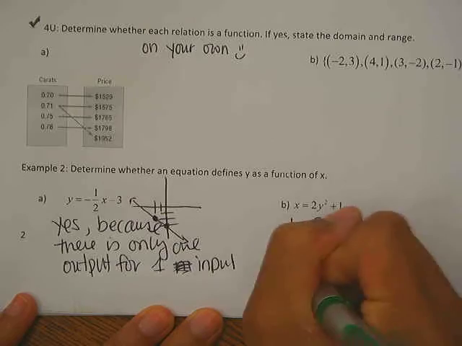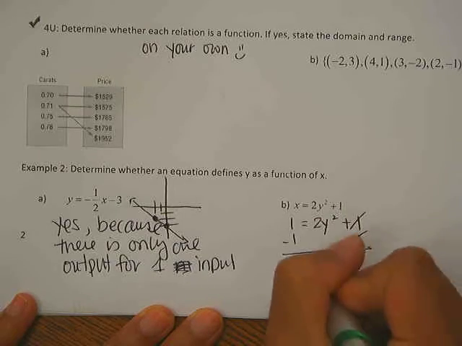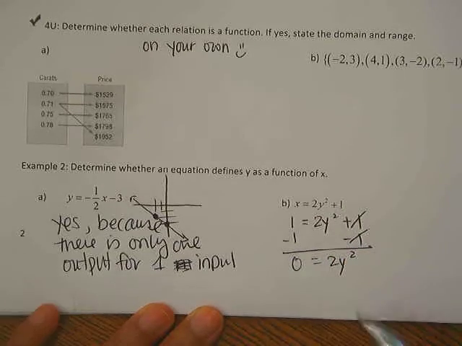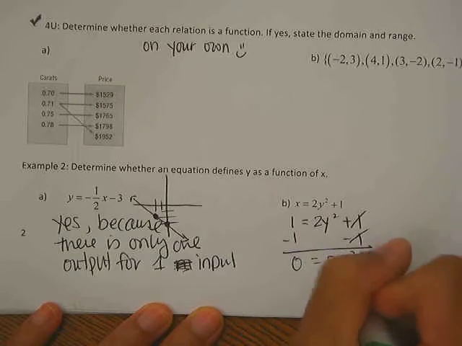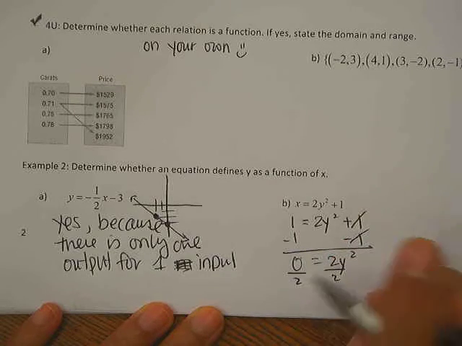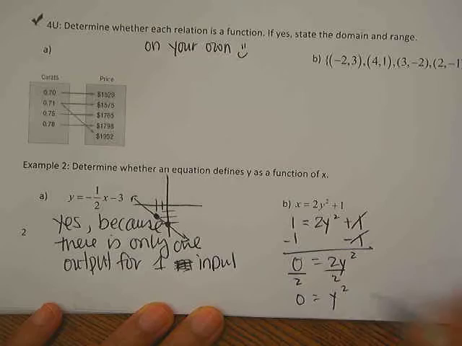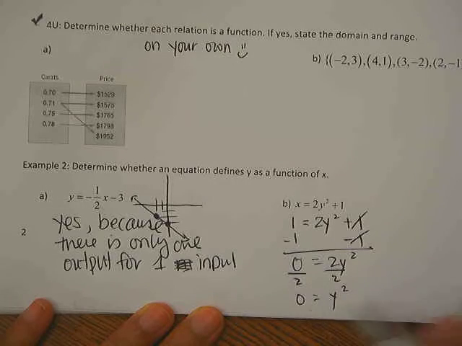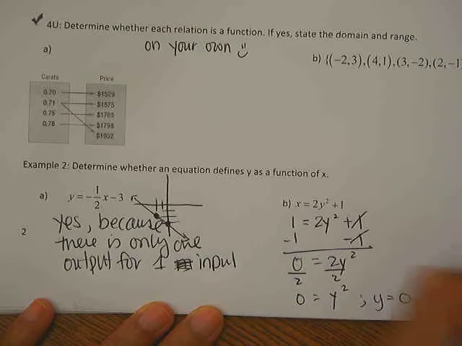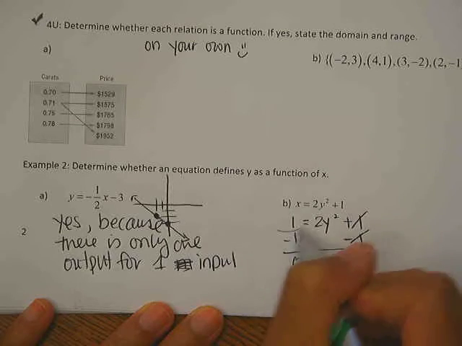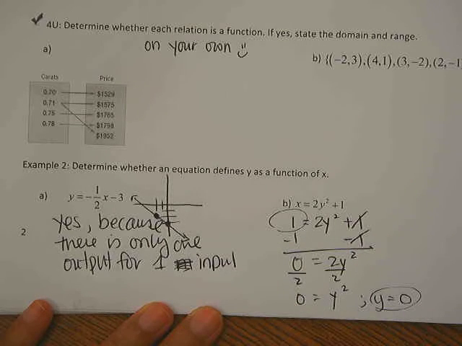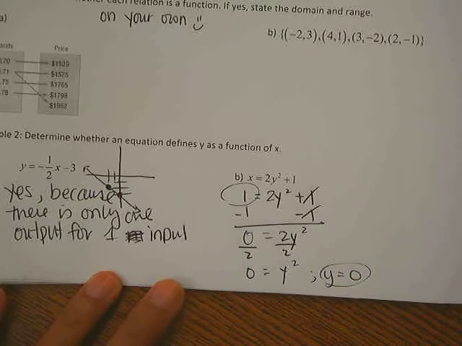Minus 1, minus 1. So this is 0 equals 2y squared. Divide both sides by 2. 0 divided by 2 is 0, so 0 equals y squared. Square root both sides. Square root of 0 is still 0. Check it out. Input is 1, one output. Must be a function, right? No, you can't really stop right there. That's only the first input that you tested. You might want to test a couple more.